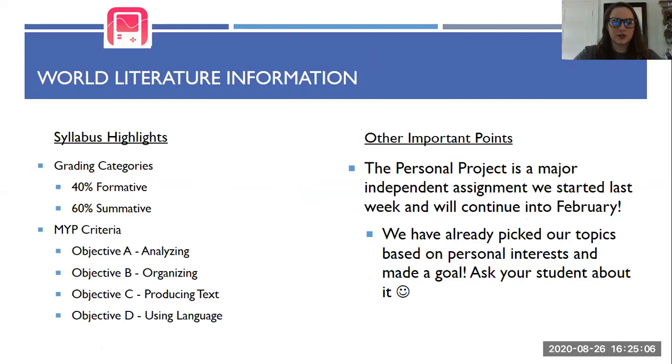For World Literature, the grades come from 40% of the formative work, 60% of the summative work. We also use MYP criteria to grade World Literature. So we've got 4 objectives that we'll be grading throughout the year.